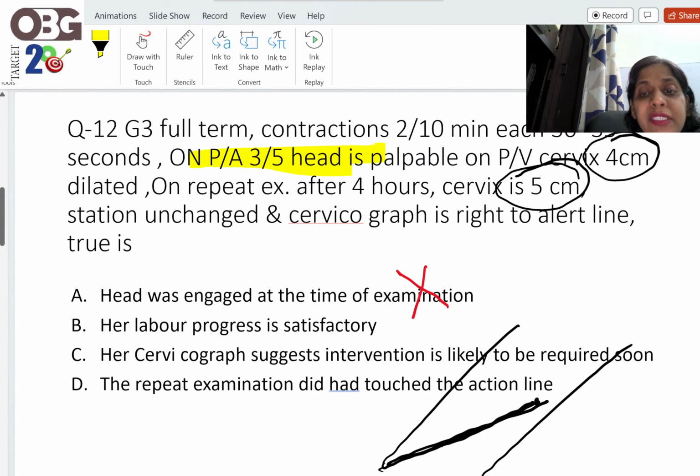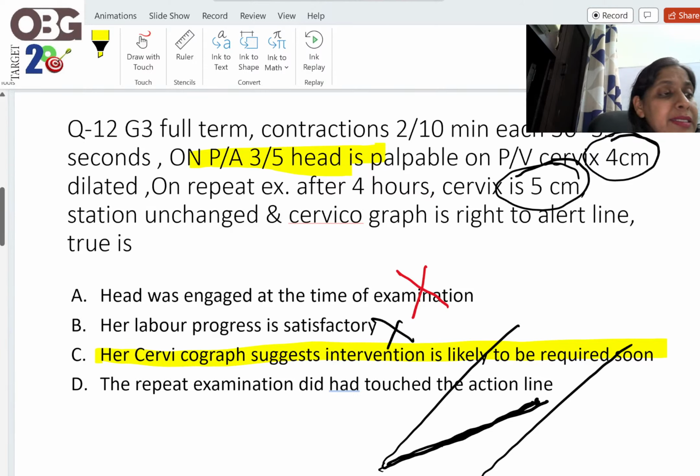Her cervicograph suggests that intervention is likely to be required soon. So this is the answer. Her labor is not satisfactory. This is correct, because labor is satisfactory if there is 1 centimeter per hour dilatation, right?